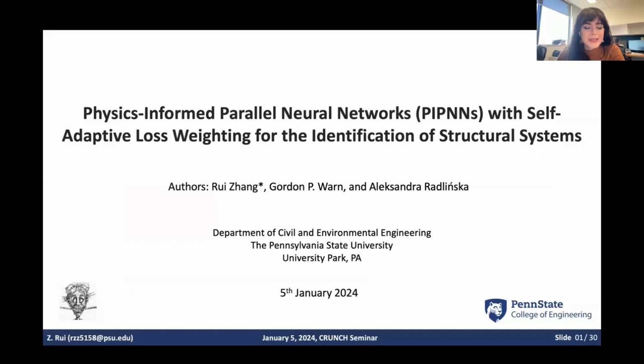Okay. Our second speaker is Rui Zhang. He will be giving a talk on physics-informed parallel neural networks with self-adaptive loss weighting for the identification of structural systems. Rui Zhang is a PhD candidate in civil engineering at Penn State University, majoring in structural engineering and mechanics. His research focuses on the development and application of physics-informed machine learning to solve structural identification problems. With that, we invite Zhang to begin his presentation.